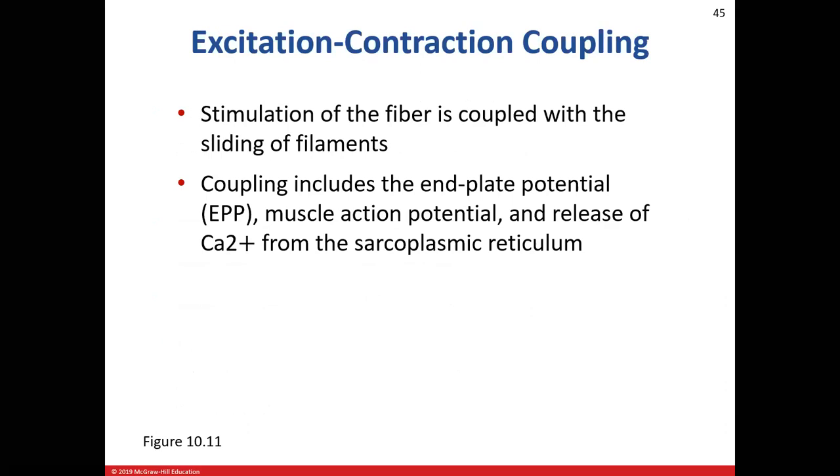So now let's get into the second phase of muscle contraction here. We basically did the stimulation portion, the action potential down the neuron. Well, now we get into the excitation contraction coupling phase that occurs within the muscle cell. So the stimulation of the muscle fiber is actually coupled together with the sliding of the muscular filaments. The coupling includes the end plate potential, the muscle action potential, and the release of calcium from the sarcoplasmic reticulum.